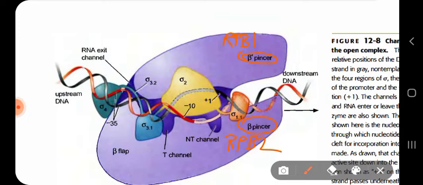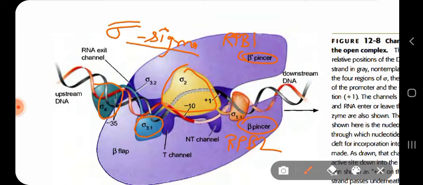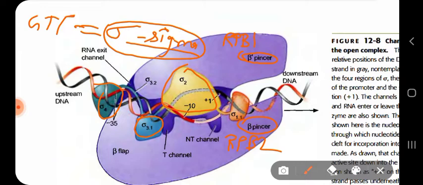The other subunits have not been shown here properly, but the sigma region has been mentioned here. The sigma subunit, as denoted by this symbol, is called sigma. So this sigma subunit can be analogous to your general transcription factors, which are found in the eukaryotic cell during transcription. It is similar to the sigma factor found in the prokaryotic cell.